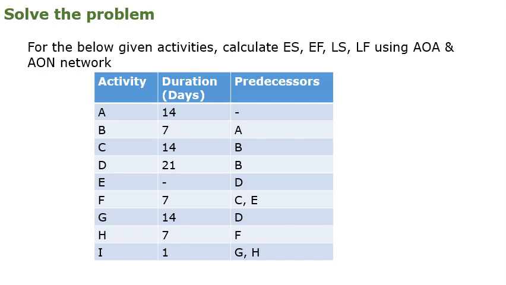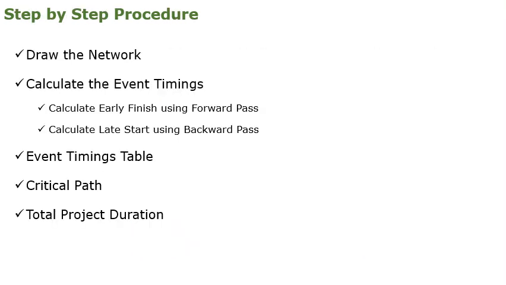We will solve the problem. For the given activities, there is a predecessor relationship. Using the predecessor relationship, we want to draw the network and calculate the critical path using AOA and AON networks. The step-by-step procedure will be, first, the network should be drawn, then all the event times should be calculated using forward pass and backward pass, then drawing the event timings table, then identifying the critical path, then the total project duration.